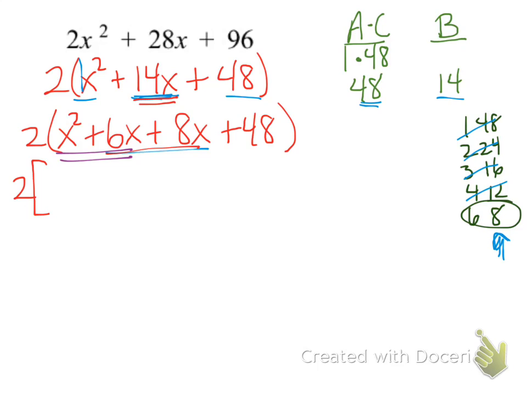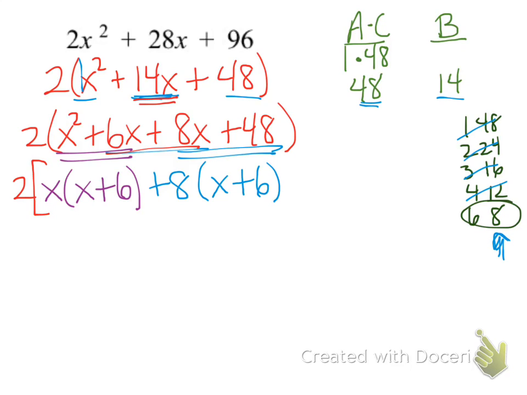We're going to look at the first 2 terms. What do the first 2 terms have in common? They have an x. And then what will be left over if we factor out or take an x out of both terms? We'll be left with x plus 6. And now we're going to look at the last 2 terms. What can we factor out or take out of both 8x and 48? Well, they're both divisible by 8. And what are we left with?